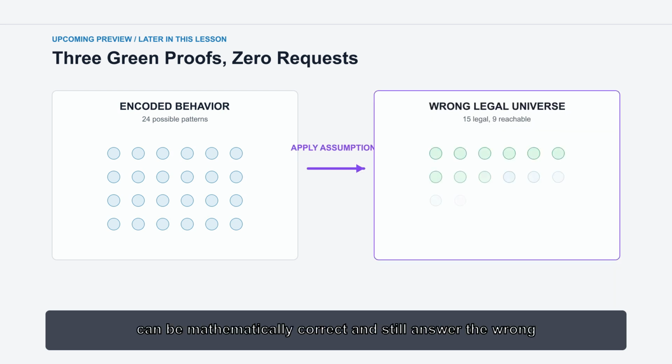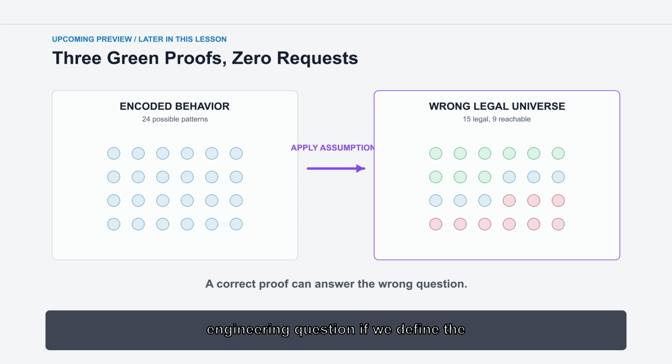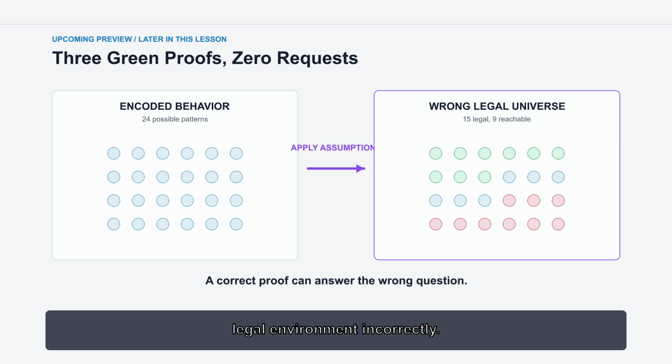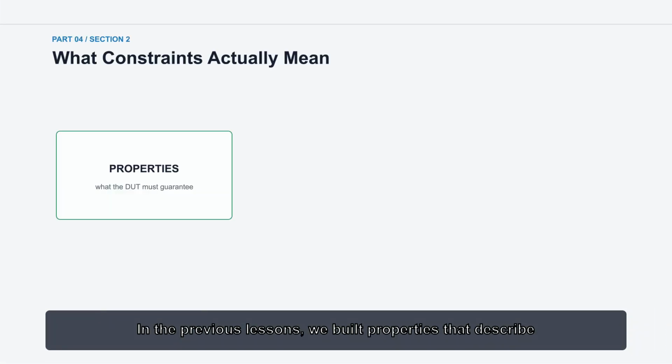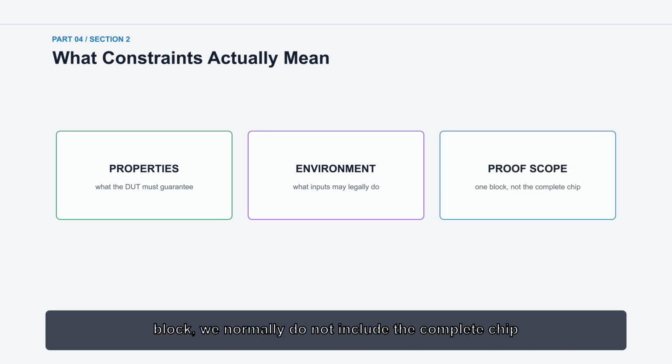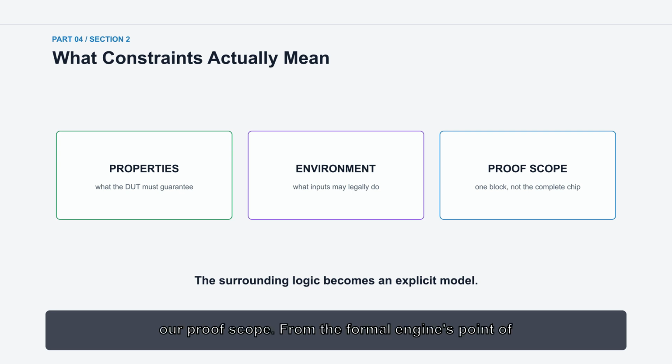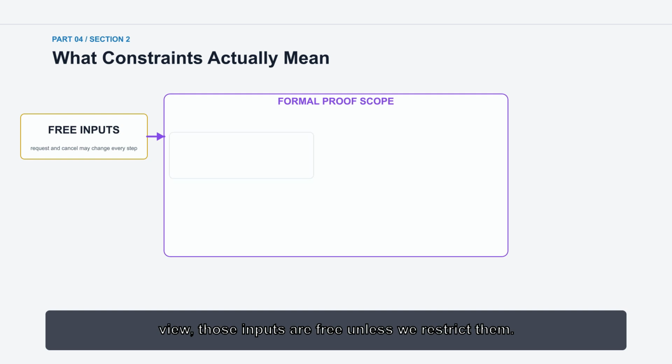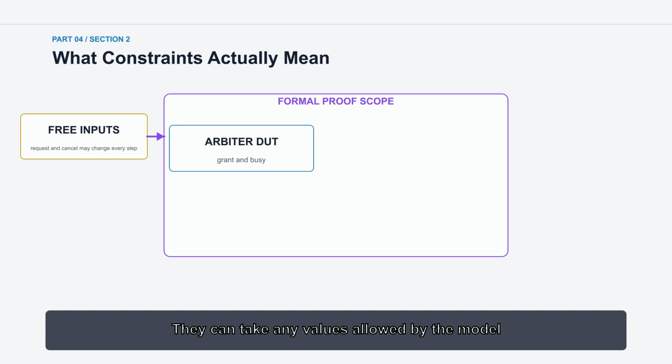A formal proof can be mathematically correct and still answer the wrong engineering question if we define the legal environment incorrectly. In the previous lessons, we built properties that describe what a design must do, but a formal engine also needs to know what the world around that design is allowed to do. When we verify one block, we normally do not include the complete chip around it. Inputs arrive from logic that is outside our proof scope. From the formal engine's point of view, those inputs are free unless we restrict them. They can take any values allowed by the model at each sampled step.